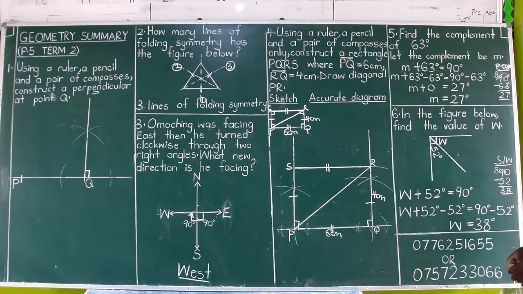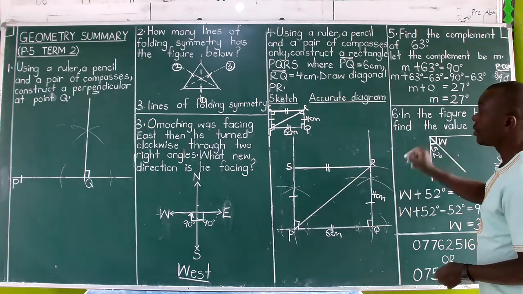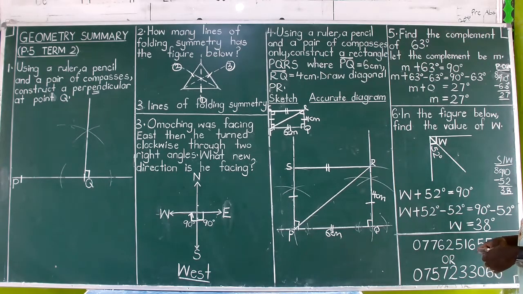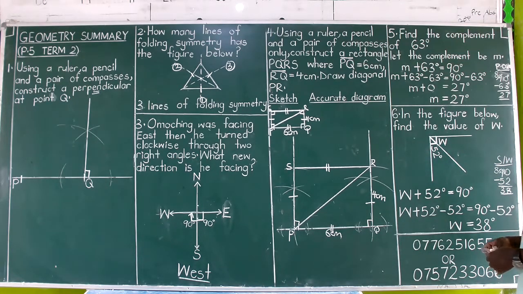Then we look at the last example 6 in this geometry summary. It reads, in the figure below, find the value of W. So the drawing is here with a right angle here. So look at the right angle. The right angle will inform you that all these subdivisions add up to 90 degrees. So you say W plus 52 degrees equals 90 degrees. That is the statement. And then work out like I've worked out before. That's W plus 52 degrees minus 52 degrees equals 90 degrees minus 52 degrees.